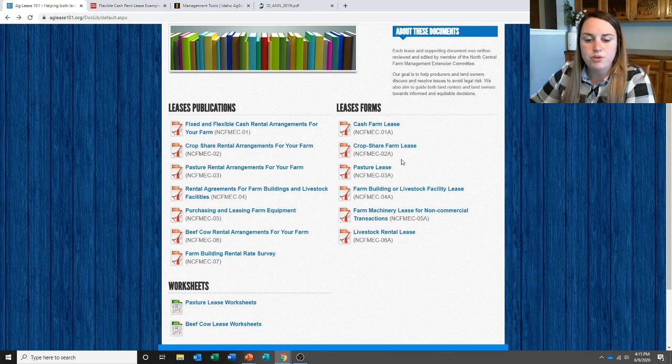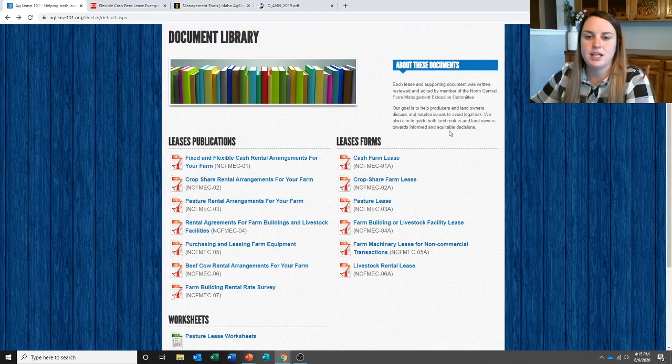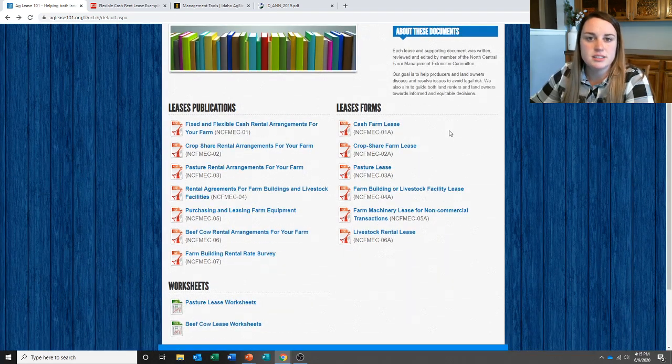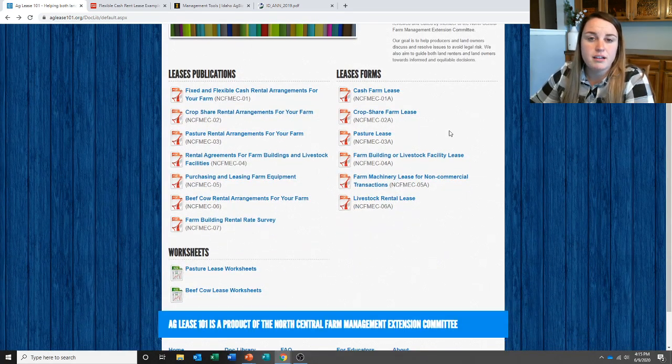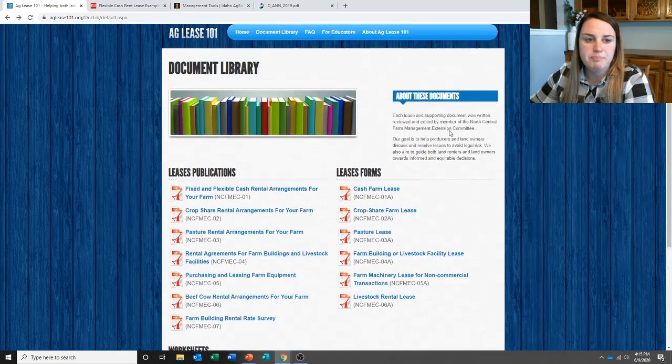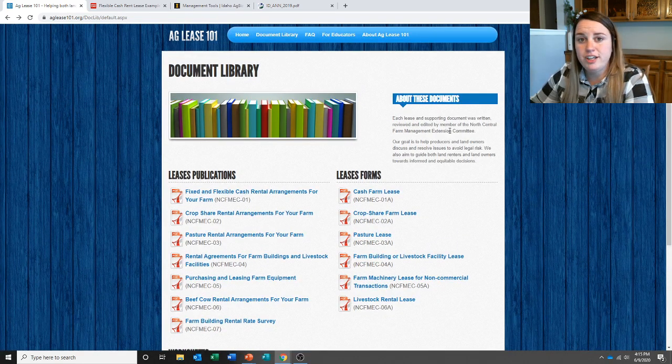And so you can have a farm lease for the land separate from buildings and livestock. And so just so you know, there's many types of leases that are available that could fit you. And hopefully this is a tool that you will refer back to. Again, it's in the description box if you're interested.